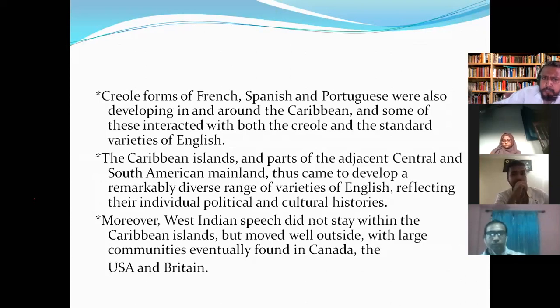reflecting their individual political and cultural histories. Okay, so we see that English language in these Caribbean countries will have a special variety. Okay, that means a mixture of several tones or the accents.